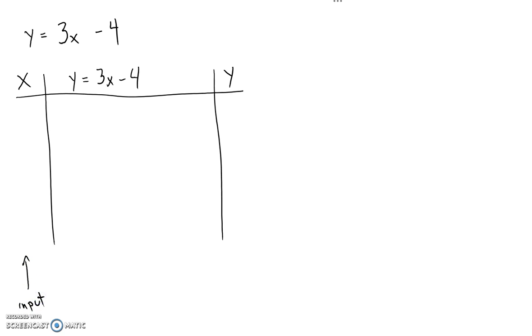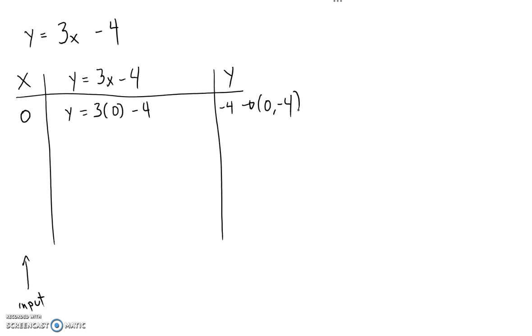So, the easiest number that we usually start with is 0, because anything times 0 is 0. This is nice and easy to work with. So if x is 0, I'm just going to plug this in. y equals 3 times 0 minus 4. So 3 times 0 is 0, minus 4 is negative 4. So, when x is 0, y is negative 4. This gives us the ordered pair (0, negative 4).